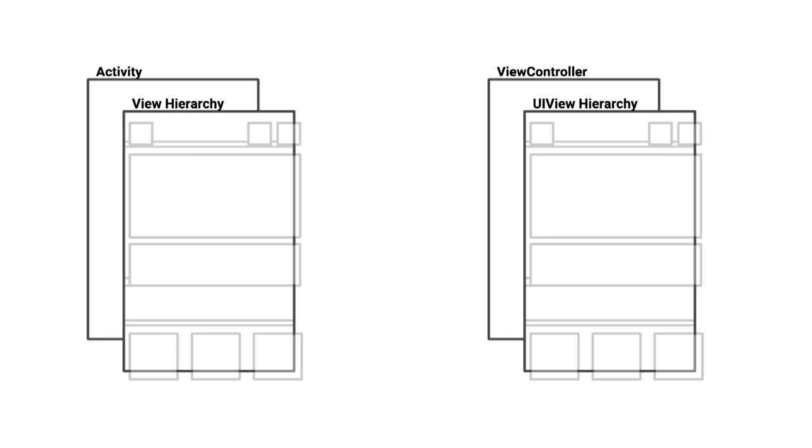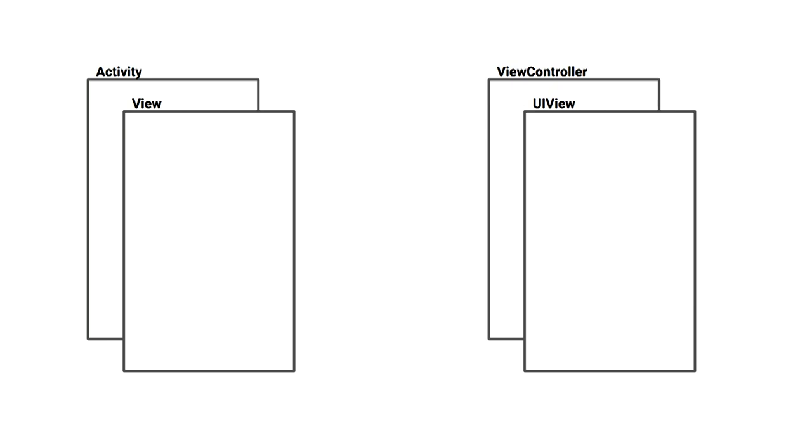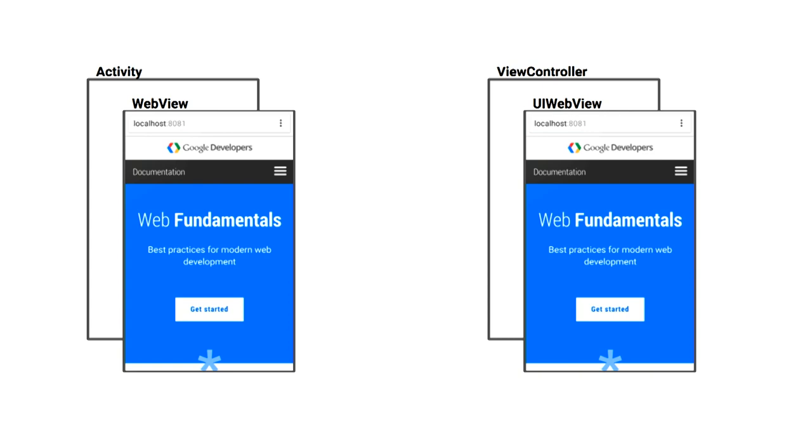An activity and a view controller each then have a view hierarchy. And if you build a typical mobile app UI, it looks something like this. You lay things out vertically, and then each view on the screen contains other views, and you have this hierarchy. But there's absolutely nothing wrong with just having a single view on the screen that takes up the whole screen. In fact, if you've ever written an app that launches a web view, that's probably exactly what you did. You probably launched a new activity or a new view controller and had a full screen web view.